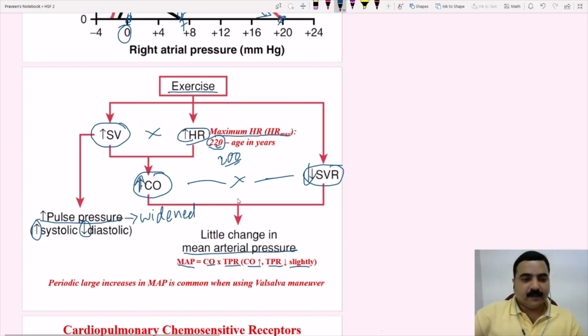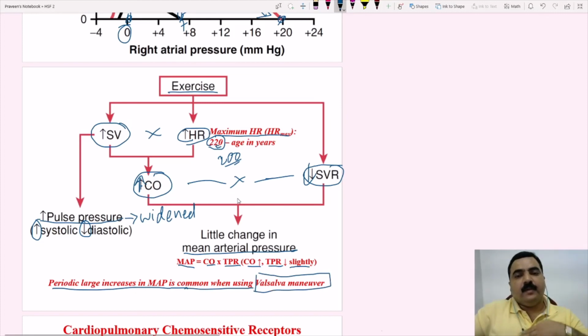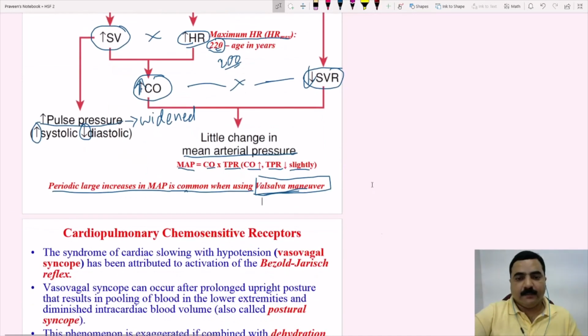That is what happens in normal exercise, except in certain conditions. Periodic large increases in mean arterial pressure will be seen when a person is doing exercise associated with the Valsalva maneuver. Valsalva maneuver means, as we have already discussed, when you are trying to expire and you hold the breath. For example, weightlifting is the classical thing. When a person suddenly does weightlifting, the blood pressure can go very high. So that's what happens in the Valsalva maneuver. That's about the changes seen in exercise.